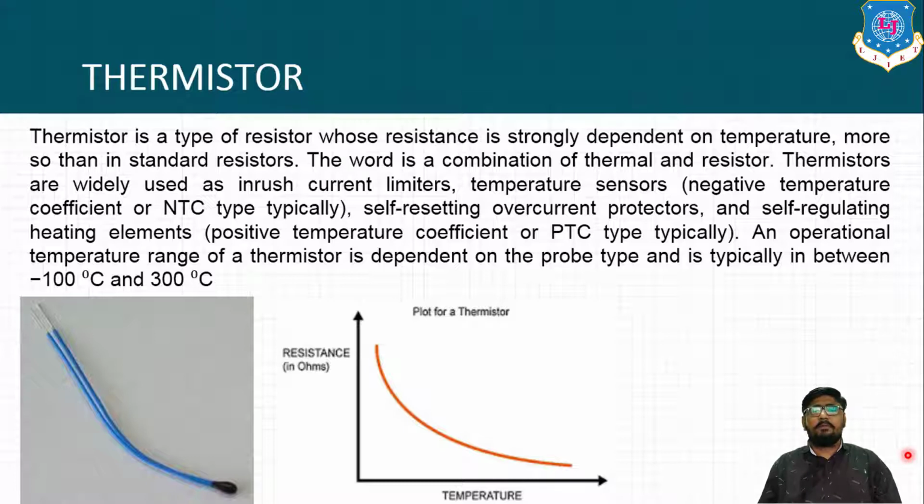The operational temperature range of a thermistor is dependent on the probe type, and is typically between -100 degrees centigrade and 300 degrees centigrade. As you can see over here, there is a plot of resistance versus temperature for a thermistor. This is a curvilinear path, whereas in the case of an RTD, the effect was a linear one. So what are the differences between the RTD, thermistor and thermocouple?